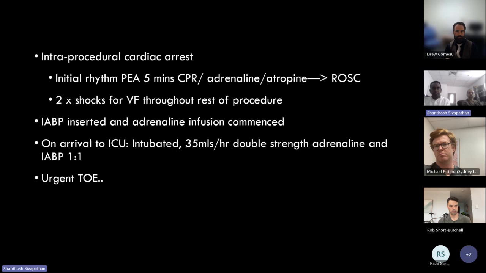So, intraprocedural cardiac arrest. The initial arrest was PEA for 5 minutes. They had CPR, adrenaline, atropine, got ROSC, had 2 rounds of shocks for VF throughout the procedure. It was quite complicated. Then had IABP inserted, and then adrenaline infusion was commenced, and the patient was transferred to ICU intubated with double-strength adrenaline and a balloon pump going at 1:1. So obviously the patient was hemodynamically unstable, and an urgent TOE was conducted.